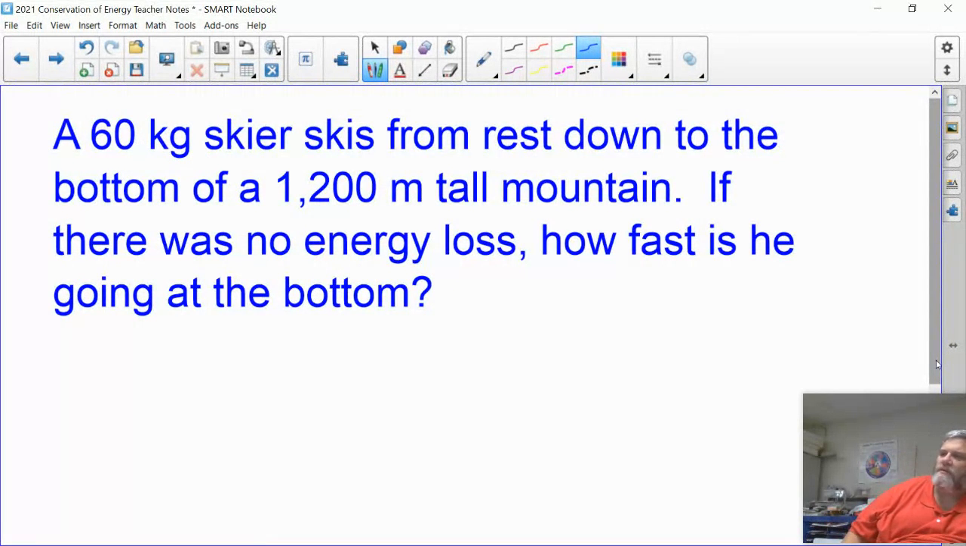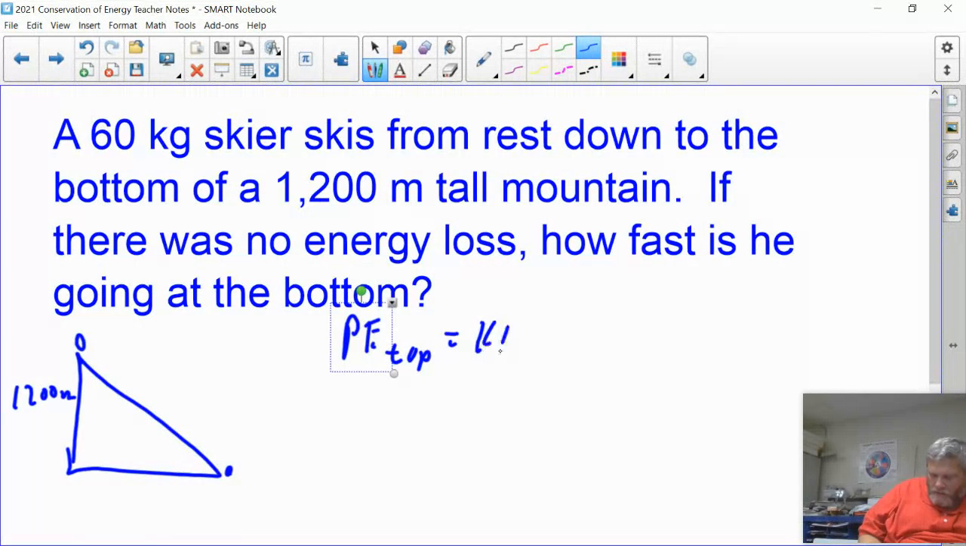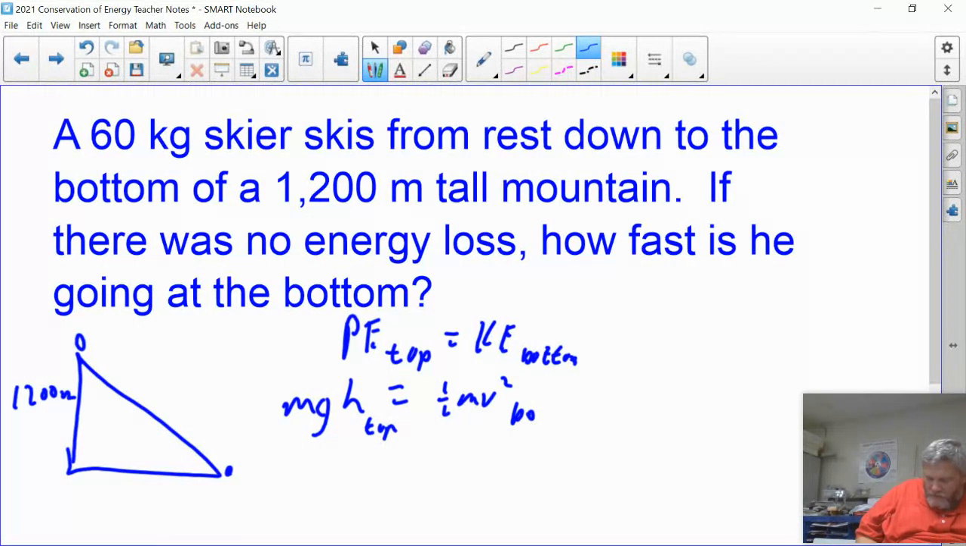A 60 kilogram skier skis from rest down to the bottom of a 1,200 meter tall mountain. If there's no energy loss, how fast is he going at the bottom? All right, so he's going down a hill. This is 1,200 meters. He starts here, he ends down here. If there's no energy loss, that means the PE at the top equals the KE at the bottom. So mgh at the top equals 1/2 mv squared at the bottom.